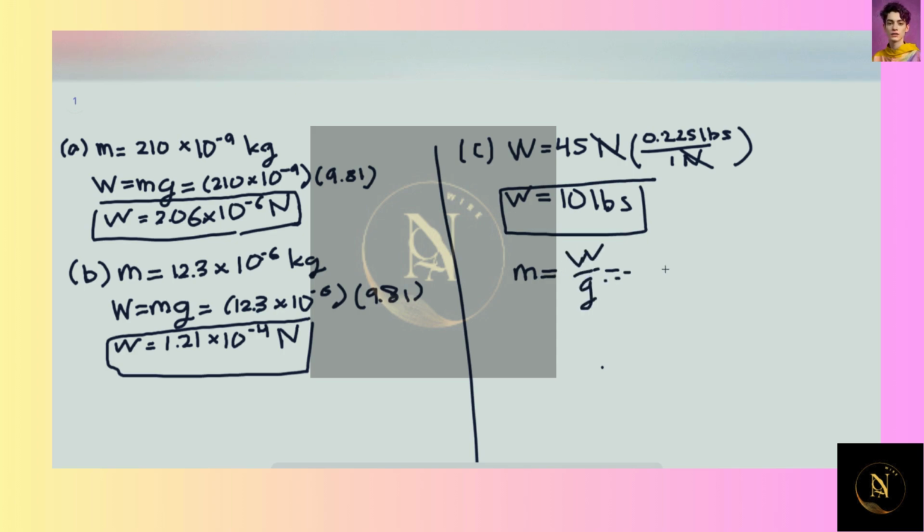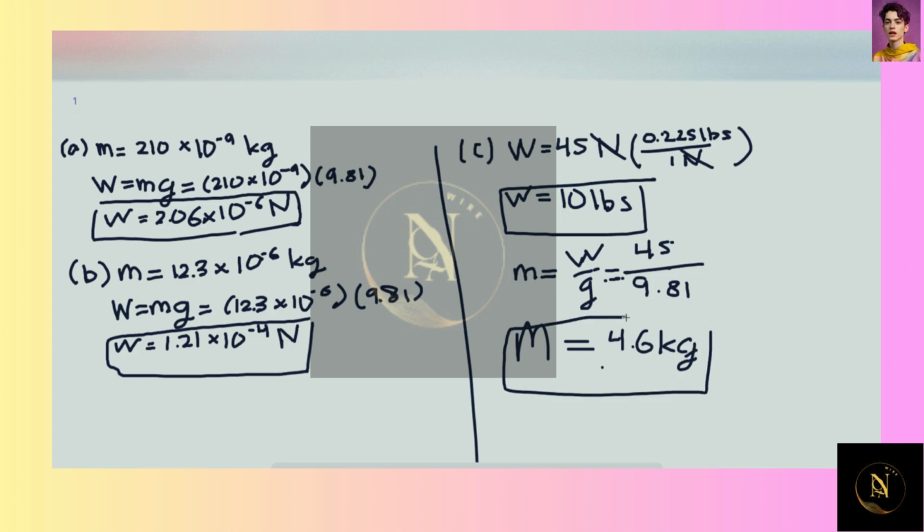And then lastly, we can obtain the mass of the cat by dividing that original weight in newtons by the gravitational acceleration in meters per square second. So we said that this was 45, and this is 9.81. Put that into a calculator, and then your mass is going to be equal to 4.6 kilograms. And we're done.